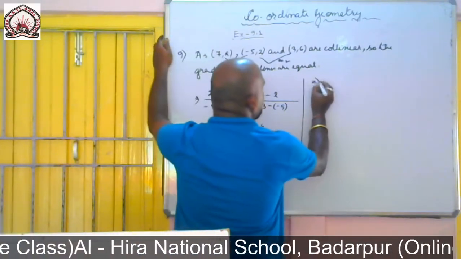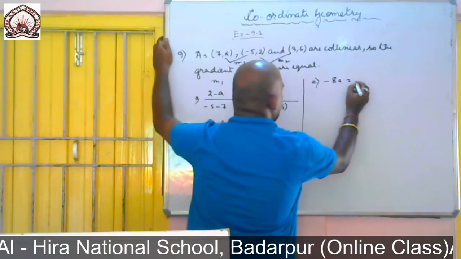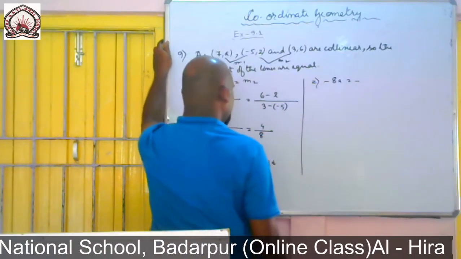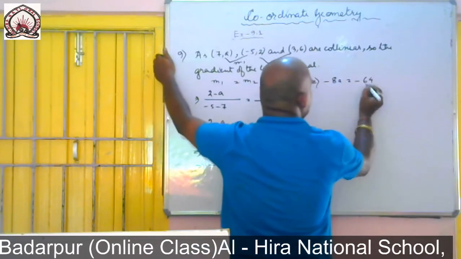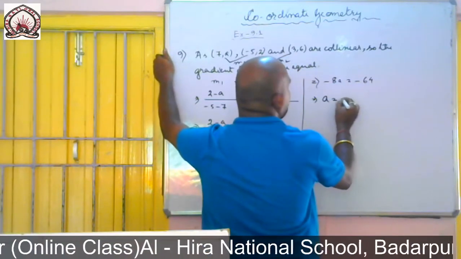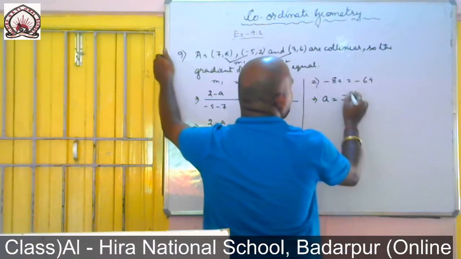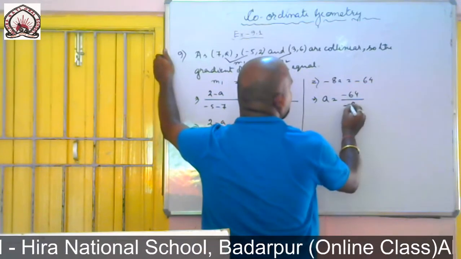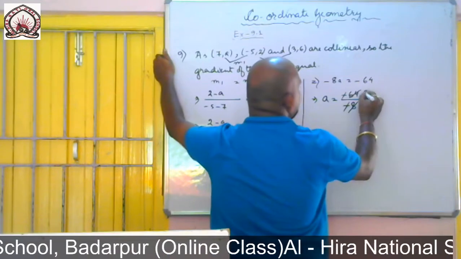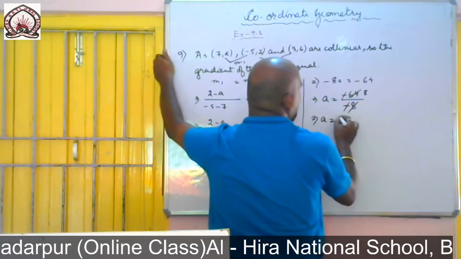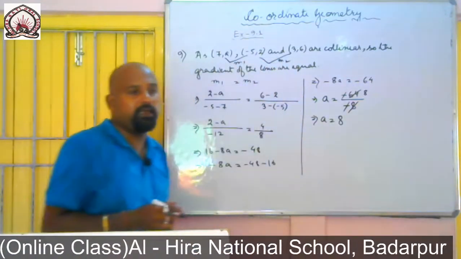Then it implies minus 8a equal to minus 64, which implies a equal to minus 64 divided by minus 8. Minus cancels, and 8 times 8 is 64. Then the value of a is equal to how much? We are getting 8.